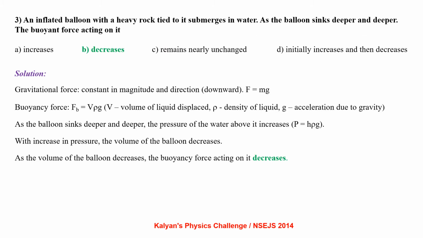An inflated balloon with a heavy rock tied to it submerges in water. As the balloon sinks deeper and deeper, what happens to the buoyant force acting on it? Gravitational force, that is nothing but weight of the object, is constant in magnitude and direction. It always acts vertically downwards. Buoyancy force, the weight of displaced liquid, can be given by V rho g, where V is volume of the liquid displaced, rho is density of the liquid and g is acceleration due to gravity.